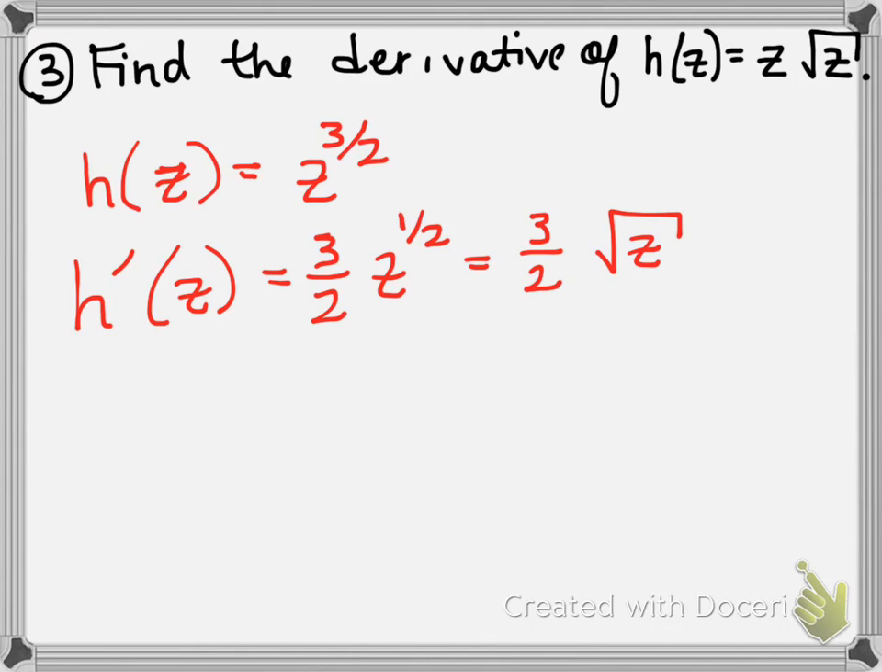Well, maybe you didn't realize that you could have used a power rule, and you said, I want to use the product rule. Okay, no matter what, you should get the same answer. You should get 3/2 square root of z. Let's make sure we can get that answer with the product rule.